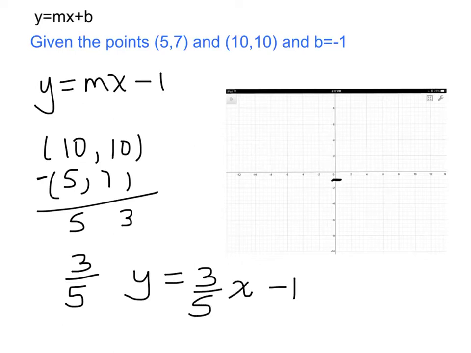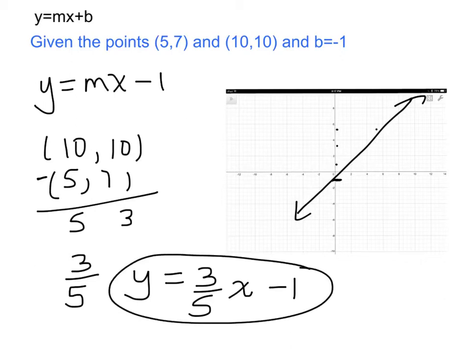Well, how do we graph this? Well, from -1 we go up 3, 1, 2, 3, and over 5. That's about there, and we connect it up. Of course, you'll do this with a ruler, and you'll do it with a bigger grid, but that gives you an idea of the equation. So here's the equation, and there's the graph. Notice the equation for this line has a positive slope, and this is in fact a positive slope with the line going up.